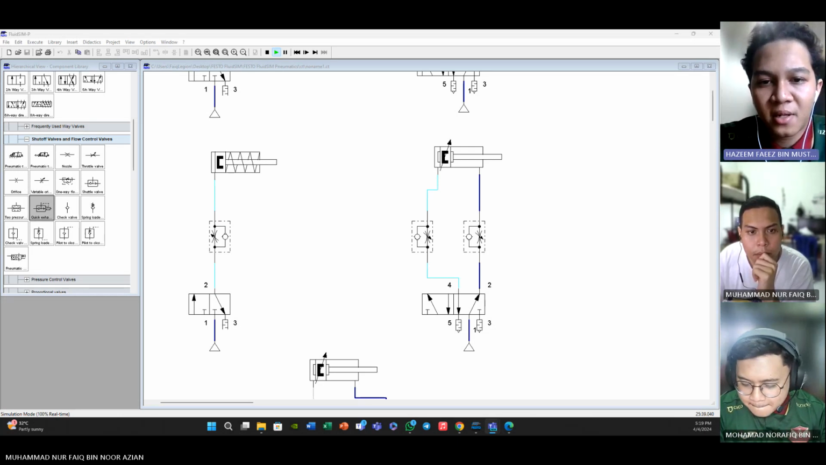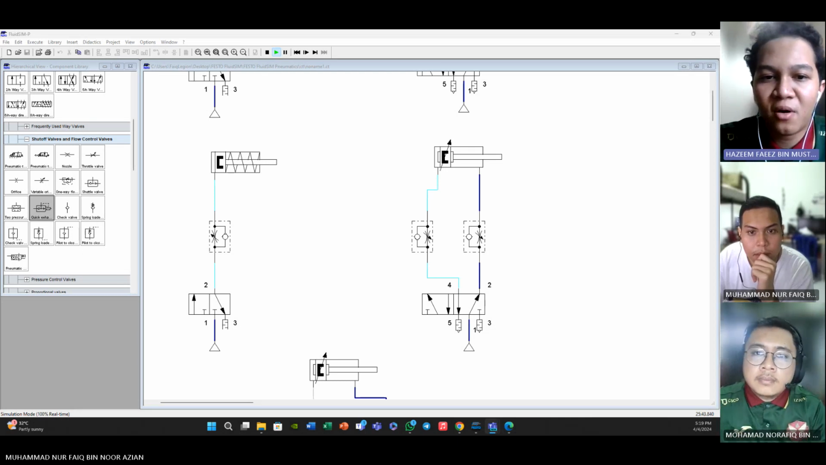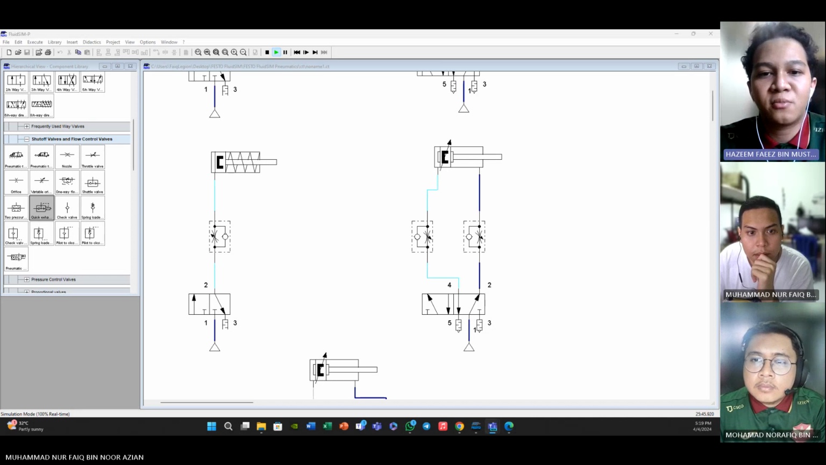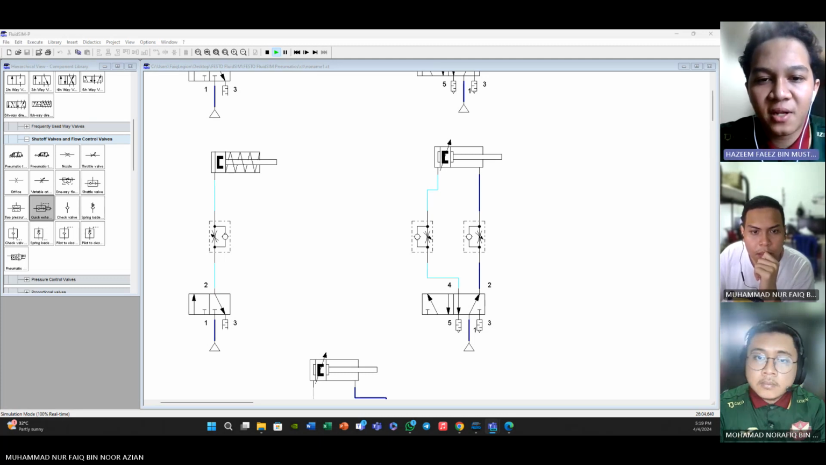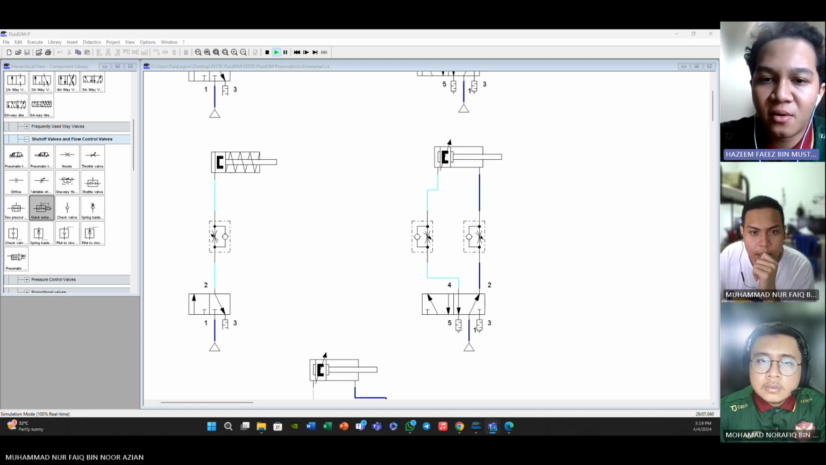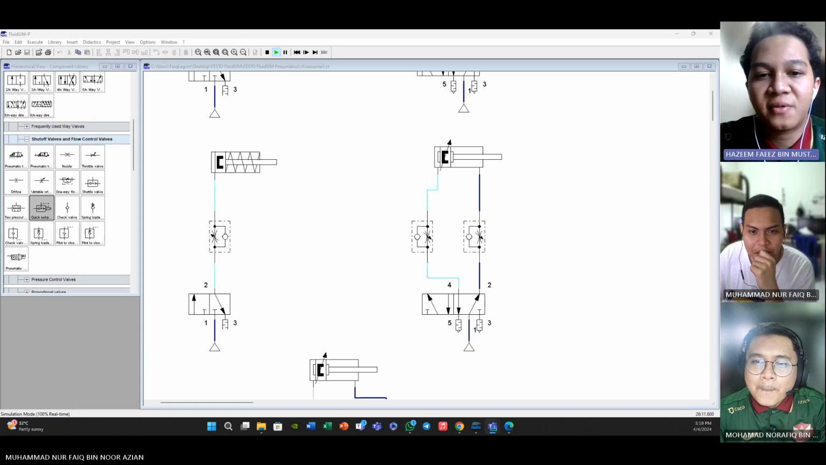By restricting the flow of air through the throttle valve, the speed of the cylinder's motion, both extension and retraction, can be regulated. When the valve is practically closed, the flow of air is reduced, resulting in slower movement of the cylinder. Conversely, opening the valve allows more air to flow, increasing the speed of cylinder motion.